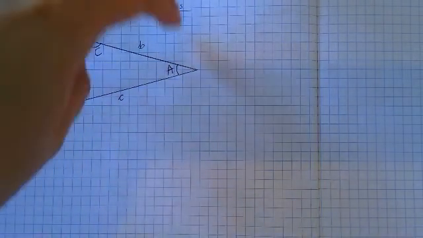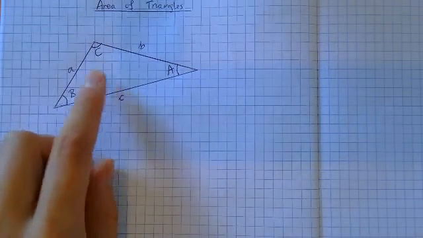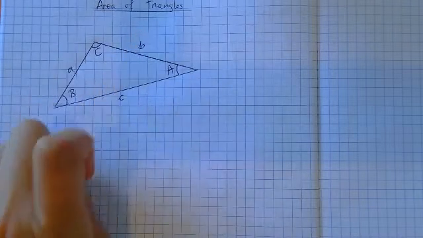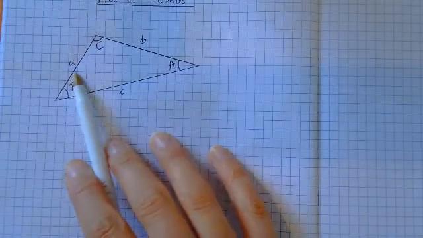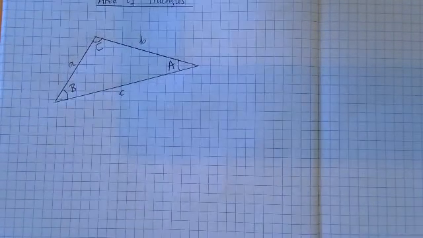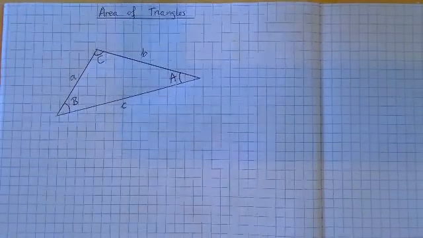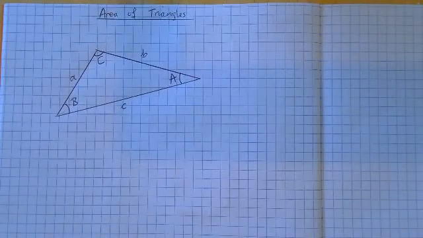It didn't matter where my first lot of a, b and c went. Just make sure that once you've labelled your little a, b and c, your big A and your little a are opposite each other. Okay, so that's going to be our default method of labelling a triangle.